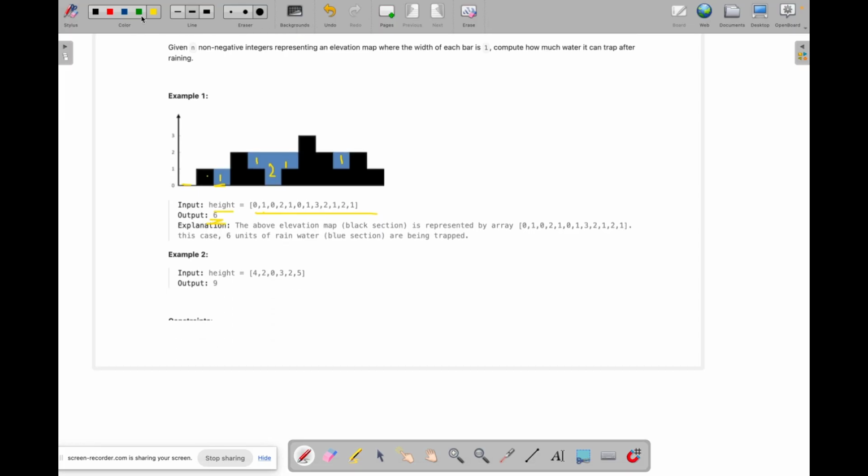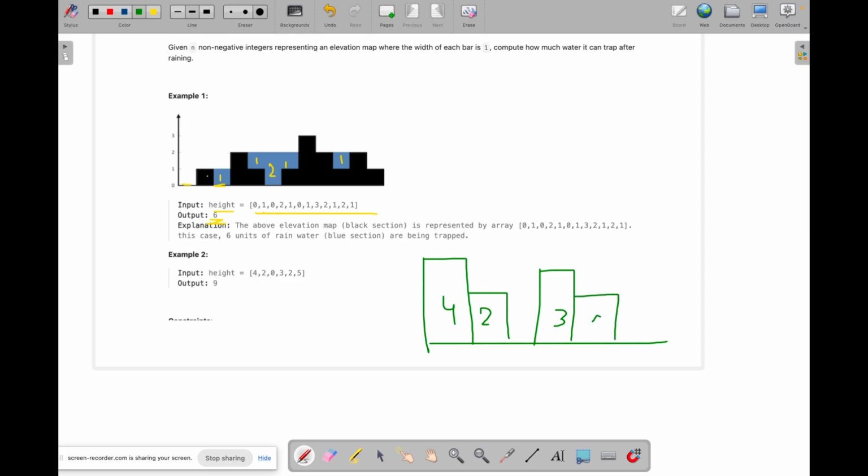Let's see the next problem. Next input. Here you are given similarly an array of walls, where the height of the walls is 4 units, then 2 units, then 0, then 3, then 2, and then 5. Now you have to figure out how much water you can store here.